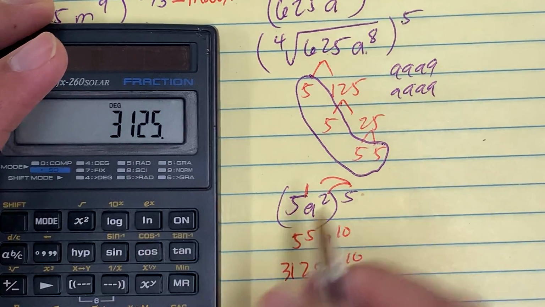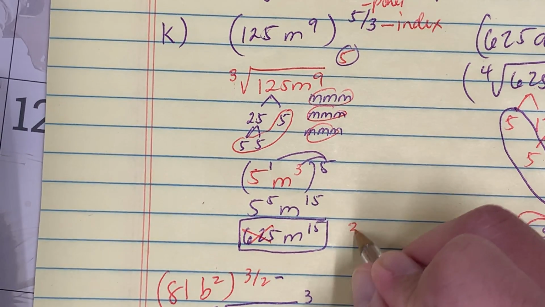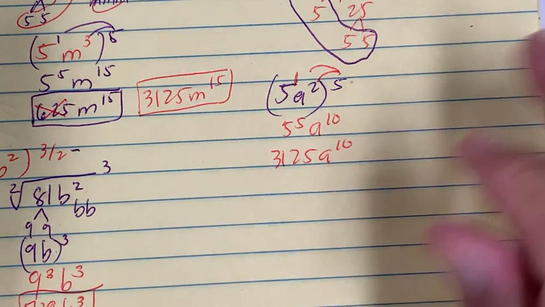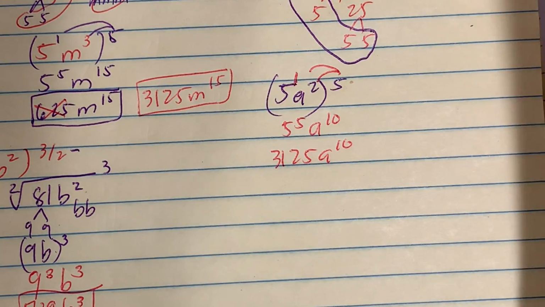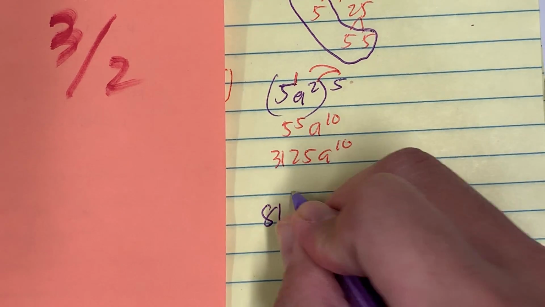That means I was wrong right here. It should not be 675, it's 3125 m15. My bad, too much coffee.